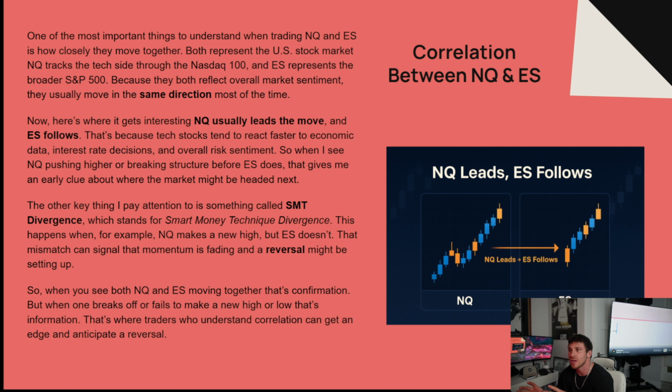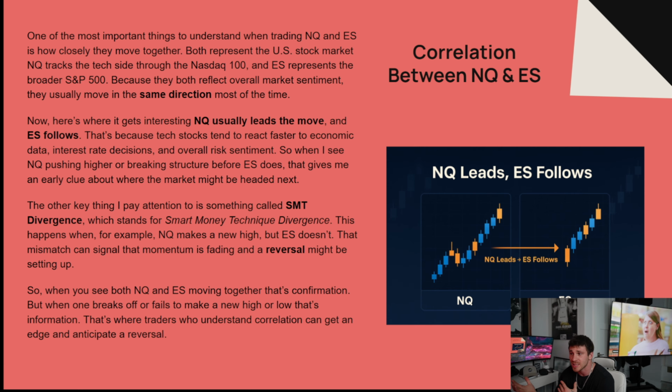Both represent the US stock market. NQ tracks the tech side through the NASDAQ 100, and ES represents the broader S&P 500. Because they both reflect overall market sentiment, they usually move in the same direction most of the time. Now here's where it gets interesting. NQ usually leads the move and ES follows.